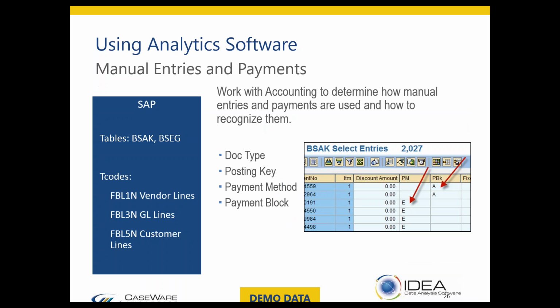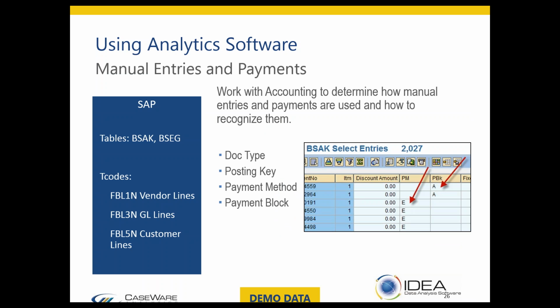Great. Let me keep going. Here are the manual entries. This is an example of SAP. Here are the T codes that I use to look at this. You can use FBL1N for vendor line items. You can use FBL3N and FBL5N for GL line items and customer line items. I use table BSAK for vendor payments. For instance, your manual payments might be shown as a document type, a posting key, payment method, payment block. I just got one example out of a table.